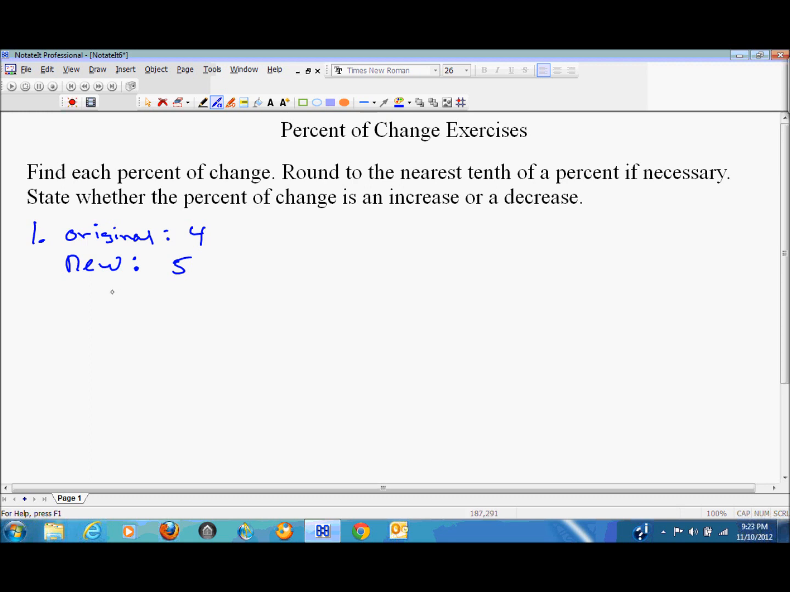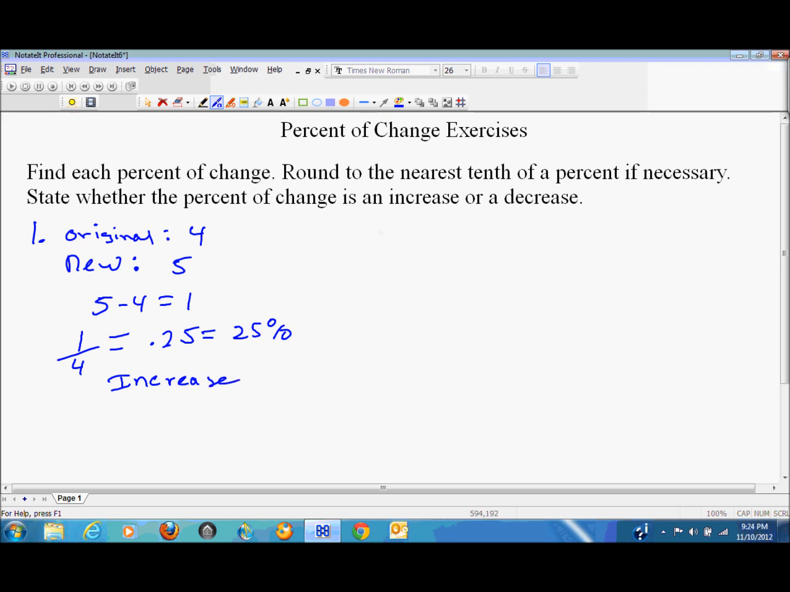So when we subtract 5 minus 4, we get 1. So now we will take the original, which is 4, 1 over 4, and of course when we divide we will get 0.25, which is again 25%, and because the new is greater than the original, it is an increase.